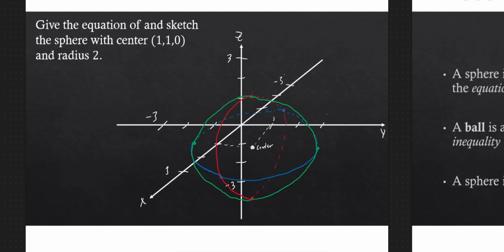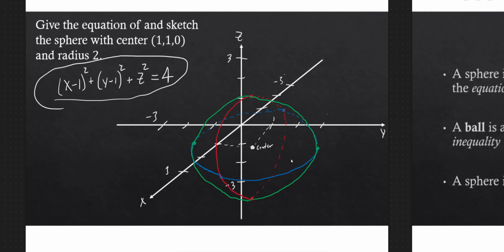What's my equation for this? Well, any point on the sphere is distance 2 from (1, 1, 0). So if I remember the distance formula, I want (x minus 1) squared plus (y minus 1) squared plus (z minus 0) squared to be equal to 2 squared, or 4. So there's my equation, and there's my sketch of the sphere.